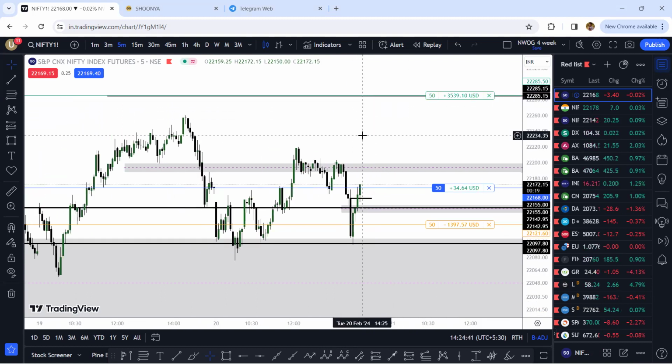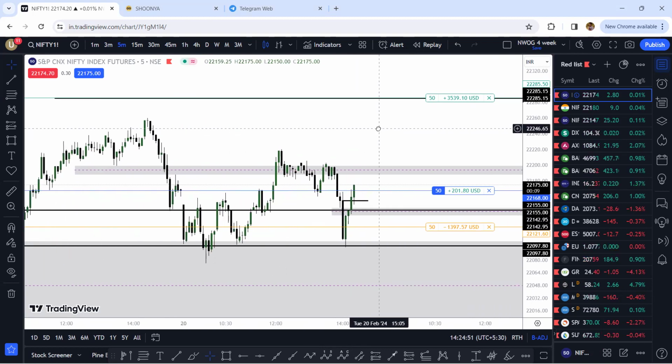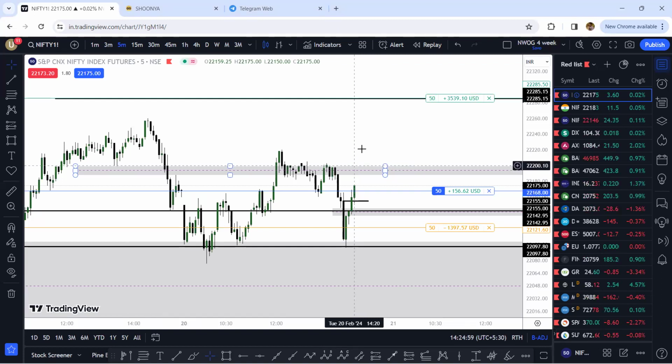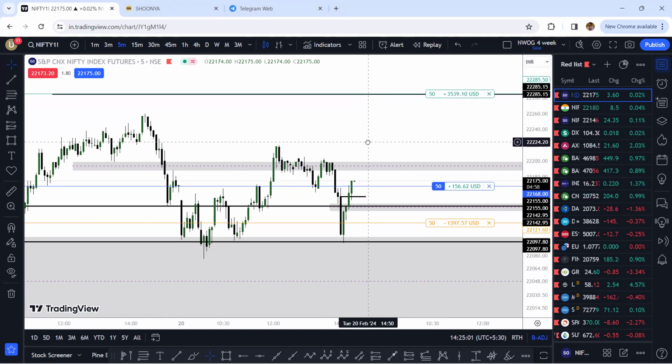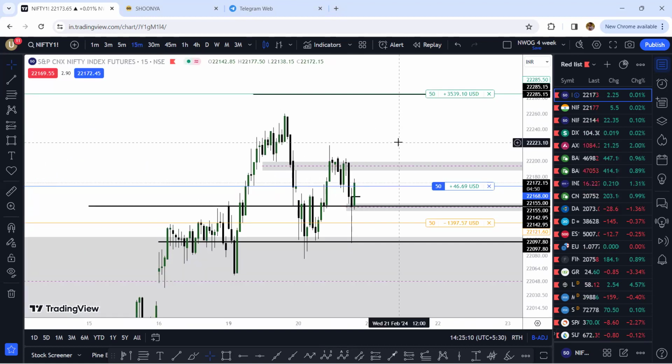Okay, so I want to add like two more lot size somewhere here. Once I'm able to do that, we can understand things pretty well. This area right here, I want to see that act as support also. So for now, I'll just stick to this.